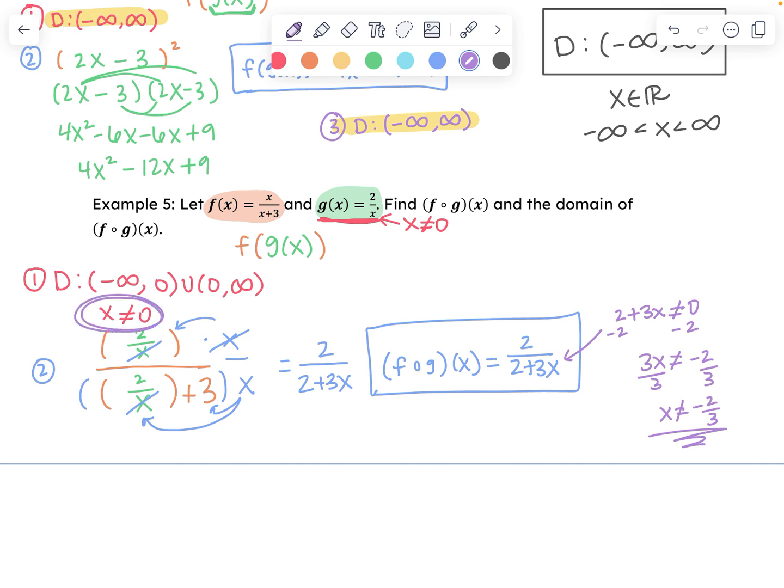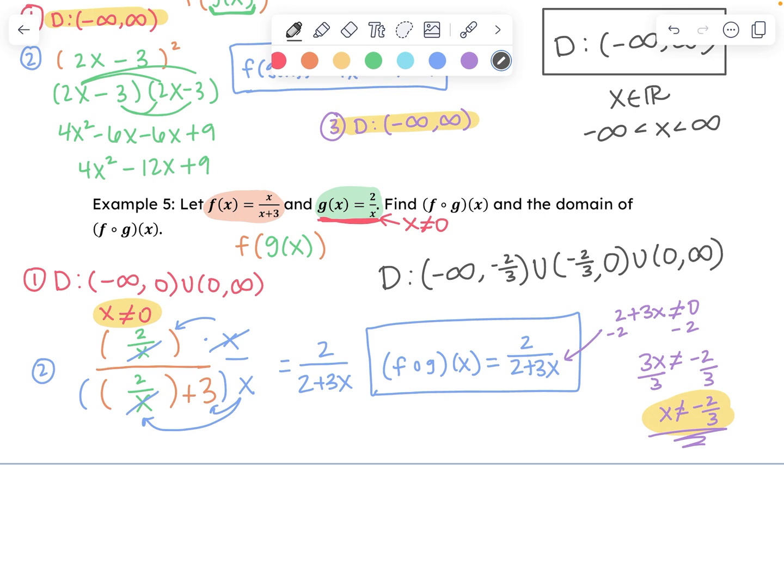So I know that I've got the 0 from part 1 and the negative 2/3 from part 2. So both of those are going to combine into my final answer. So I'm going to say that my domain is from negative infinity to negative 2/3 union negative 2/3 to 0 union 0 to infinity. And that would be my domain.